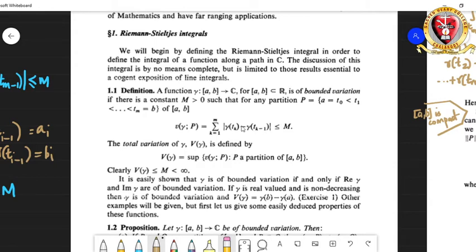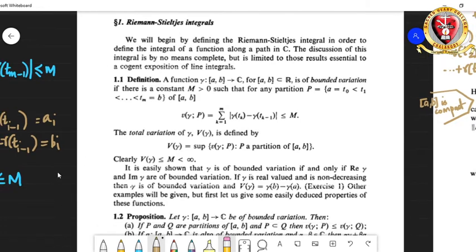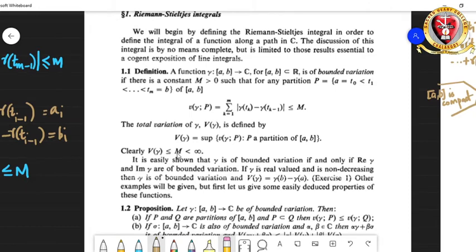and the total variation of gamma is the supremum of all such sums when we vary the partitions of the closed interval [a, b]. And definitely V of gamma will be less than or equal to M, and that is strictly less than infinity. And also gamma is of bounded variation if and only if the real part of gamma and the imaginary part of gamma are of bounded variation.